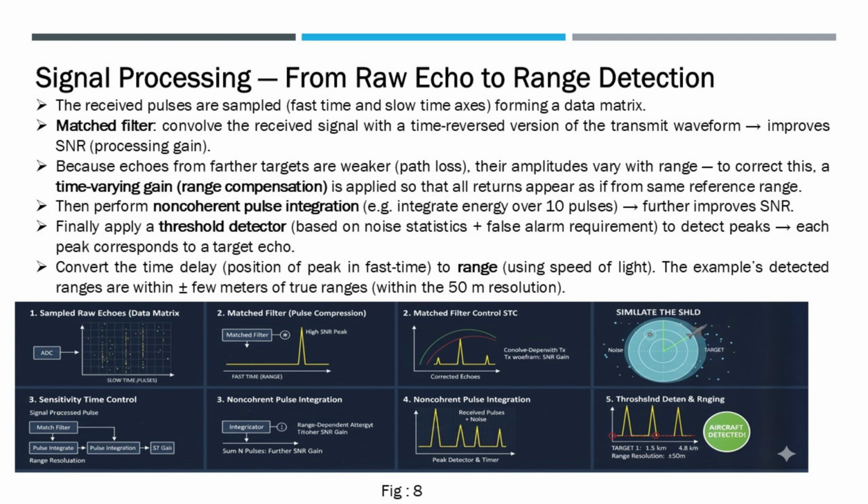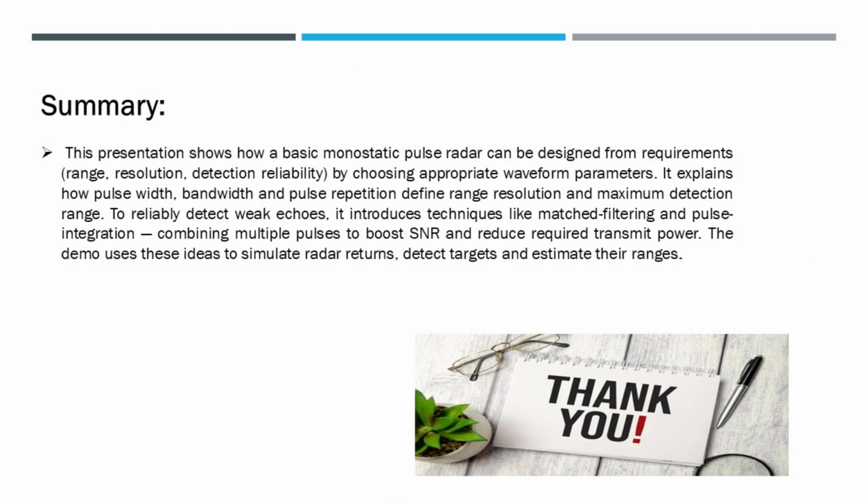Finally, apply a threshold detector, based on noise statistics plus the false alarm requirement, to detect peaks. Each peak corresponds to a target echo. Convert the time delay, the position of the peak in fast time, to range using the speed of light. In the example, the detected ranges are within plus or minus a few meters of the true ranges, within the 50 meter resolution.